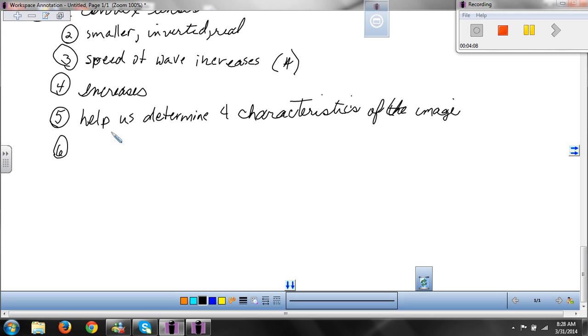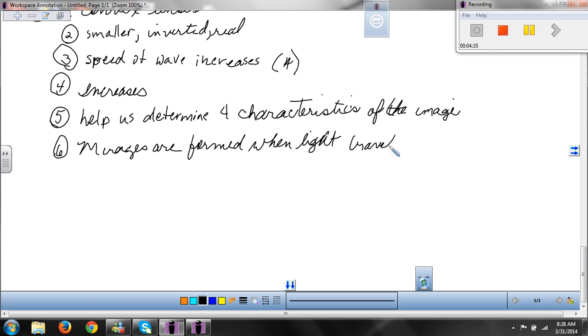Okay, number 6 says, how is a mirage formed? Okay, and mirages are formed from light traveling through different temperatures of air. So mirages are formed when light travels through layers of air at differing temperatures.